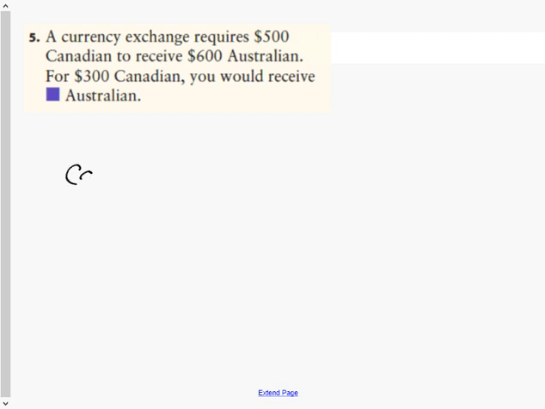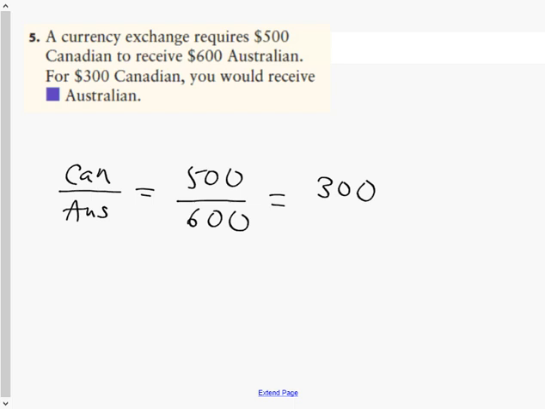So the proportion I'm going to make is a ratio, or a comparison of Canadian to Australian, right? A ratio of Canadian to Australian. So for every 500 Canadian, you will get 600 Australian. That's the ratio. Therefore, if you have 300 Canadian, how much will you get Australian? Again, there's many ways you can do it. I'm going to take this and write it over here. And why I'm doing that is I'm going to say, well, hold on. For every 100 Canadian dollars, how many Australian dollars do I get?